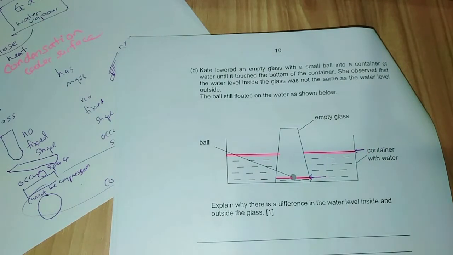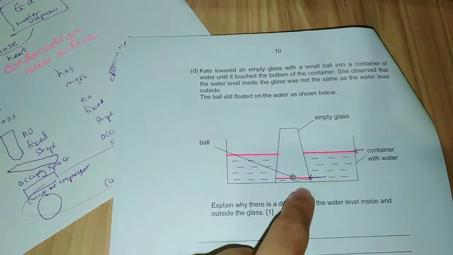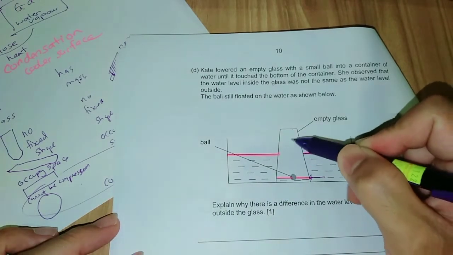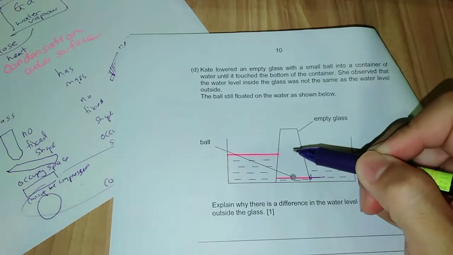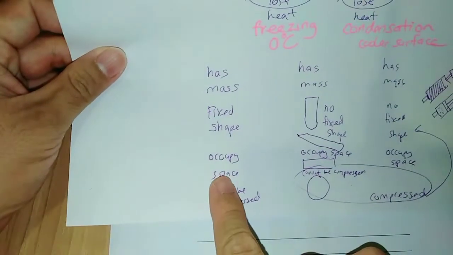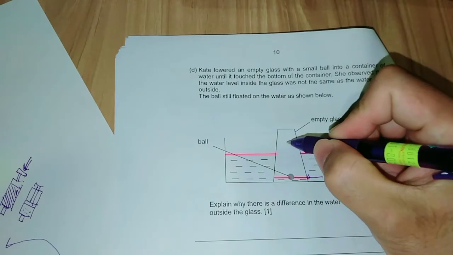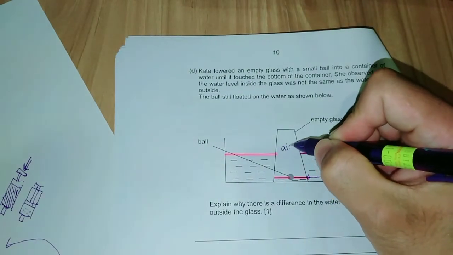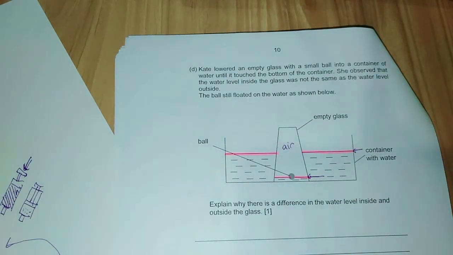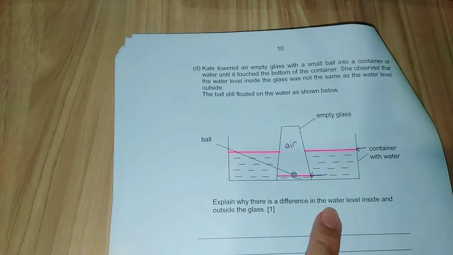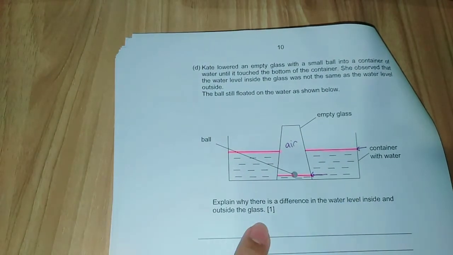The ball could float on the water. So what is inside here? Although it says empty, you know for sure it's not empty. Something is occupying the space inside, because you know that matter occupies space, right? Whichever state it is in. So what could this be? You're right, this is air. So air occupies the space inside this. So explain why there's a difference in the water level inside and outside the glass.